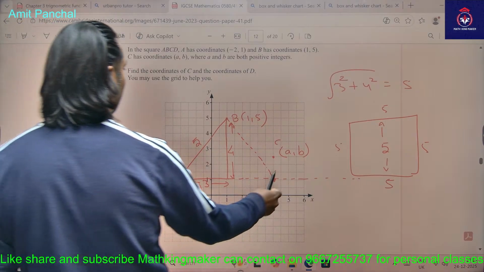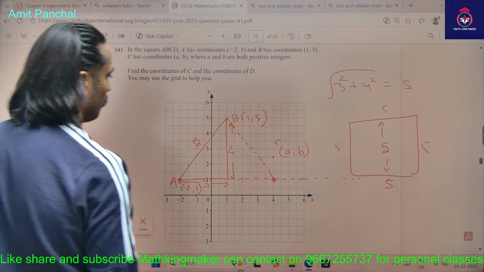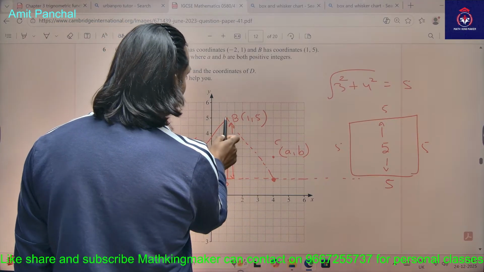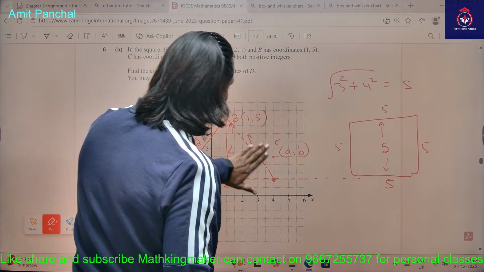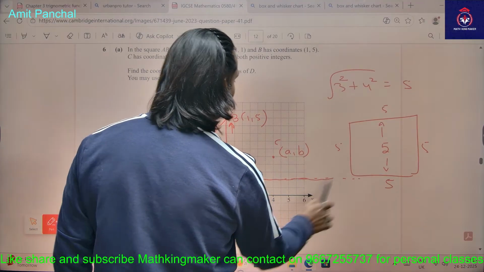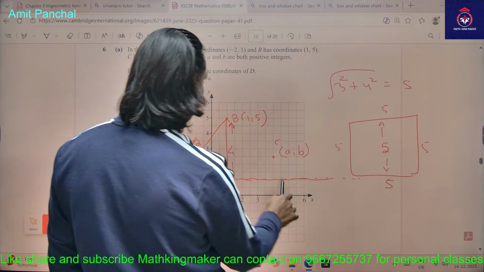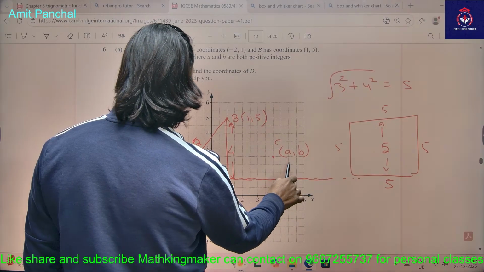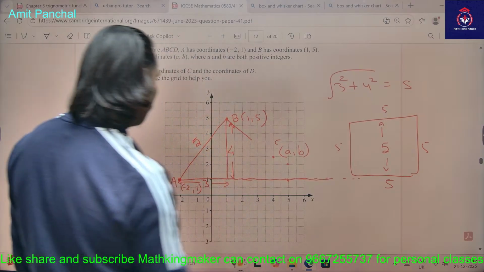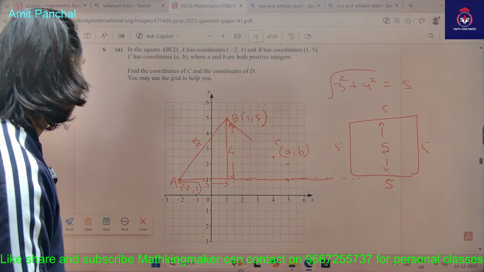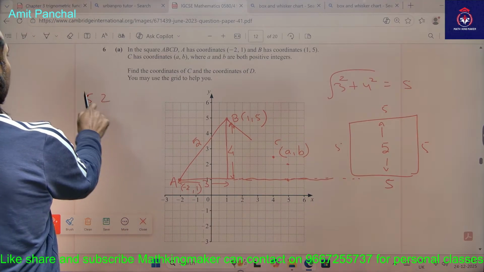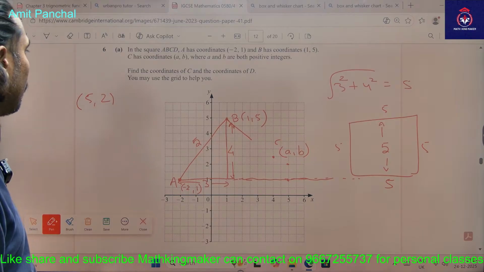I checked the mark scheme. It also said 5, 2 is an acceptable answer for C. Actually I am not using a scale, that's why it may be like this. If you use a scale, then it will give you the correct answer, but the idea is it will be on this line. It says so in the mark scheme, though. If it is 5, 2, it will be 5, 2.